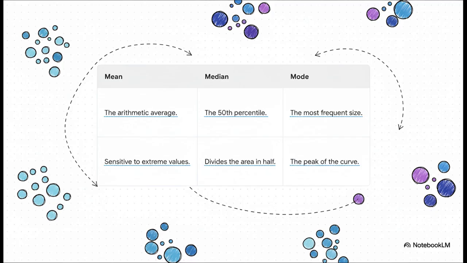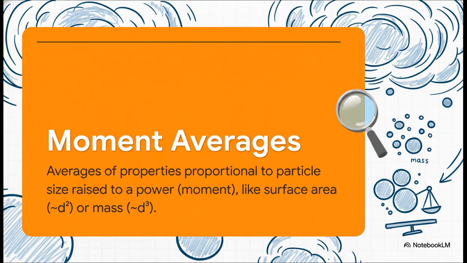So you'll almost always find that the mode is the smallest, then the median, and then the mean. Remember that order. Now, things get a little more advanced when we start talking about moment averages.